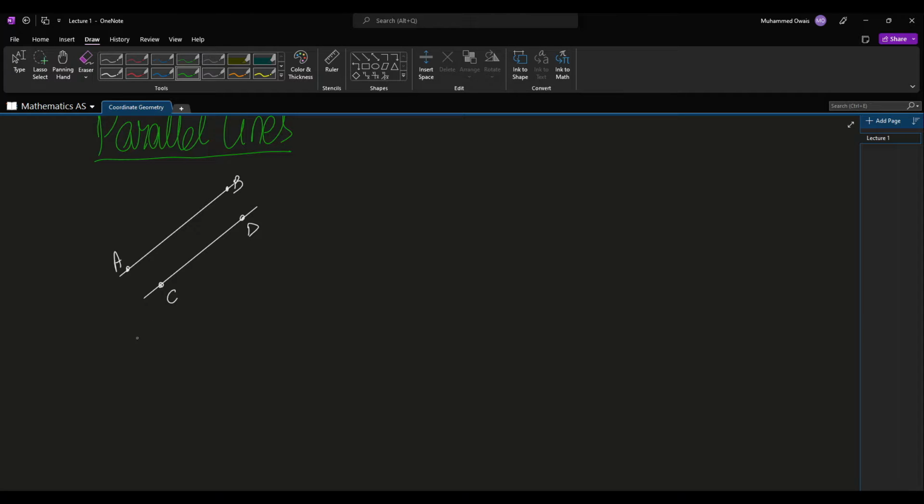So then, what is special about this? Basically, parallel lines have the same gradient. So for example, the gradient of line AB, I can write this as m of AB, is equal to the gradient of line CD, so I can write this m of CD. This says that the gradient m of AB is equal to the gradient m of CD. See, it's pretty simple. All you have to remember is this: two parallel lines have the same gradient.